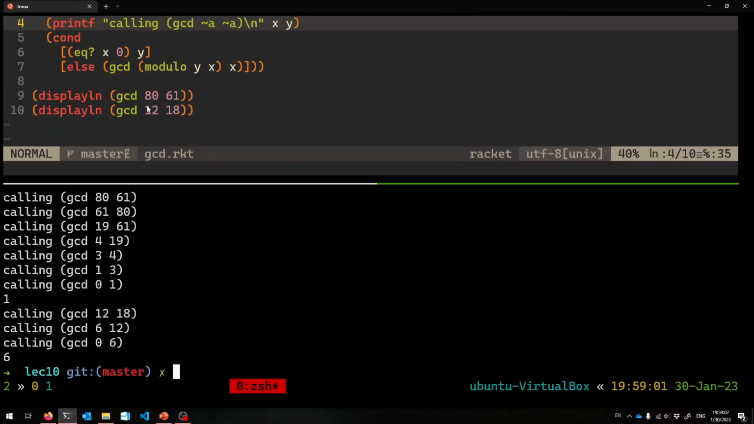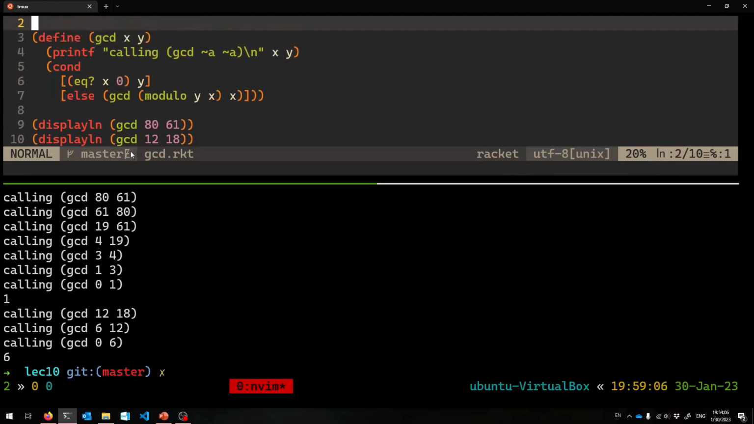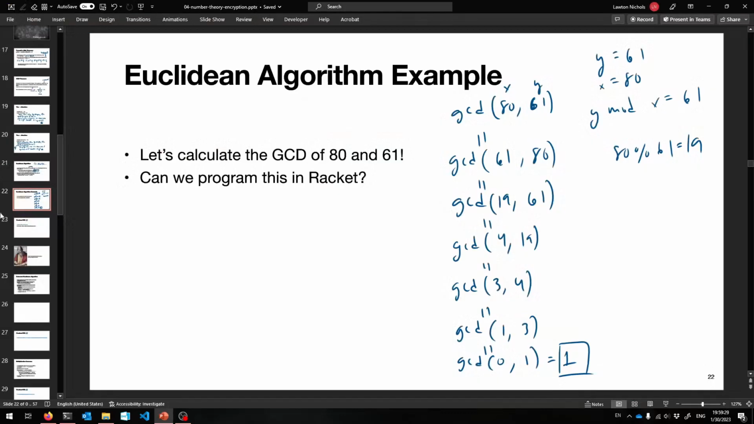All right? And then here's another one, 12 and 18. The GCD of those two numbers is just 6 because it calls 12 and 18, 18 mod 12, that's 6 and 12, and then 12 mod 6 is 0, and so the answer is 6. That's the biggest thing that goes into both of them. Okay, so that's GCD in a nutshell. That's how you can program it in Racket, and that's the algorithm.